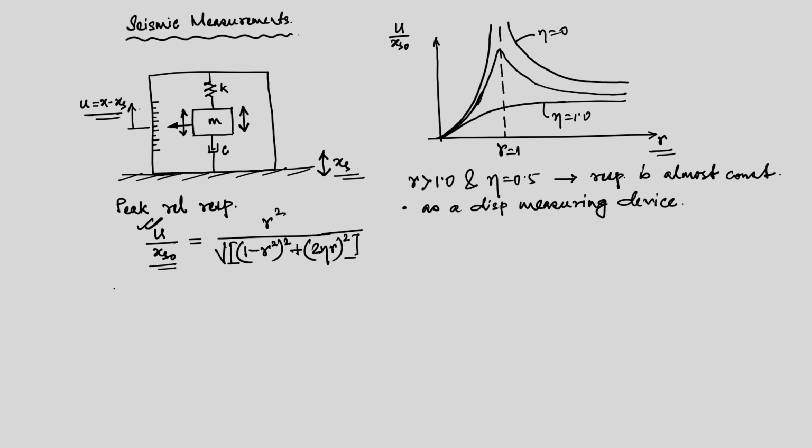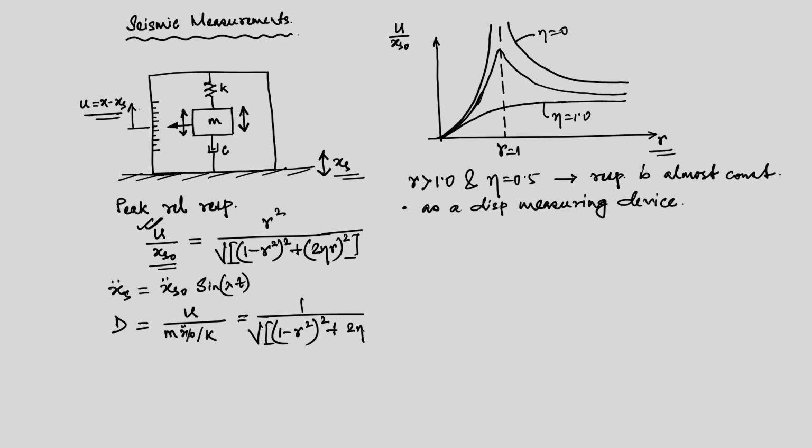Now, if we reinvestigate the support motion problem, the acceleration is represented by this quantity, right. And then the dynamic magnification under this case will be what? It will be u divided by m x double dot divided by k, and that is equal to 1 divided by the square root of (1 minus r squared) whole squared plus (2 eta r) whole squared.